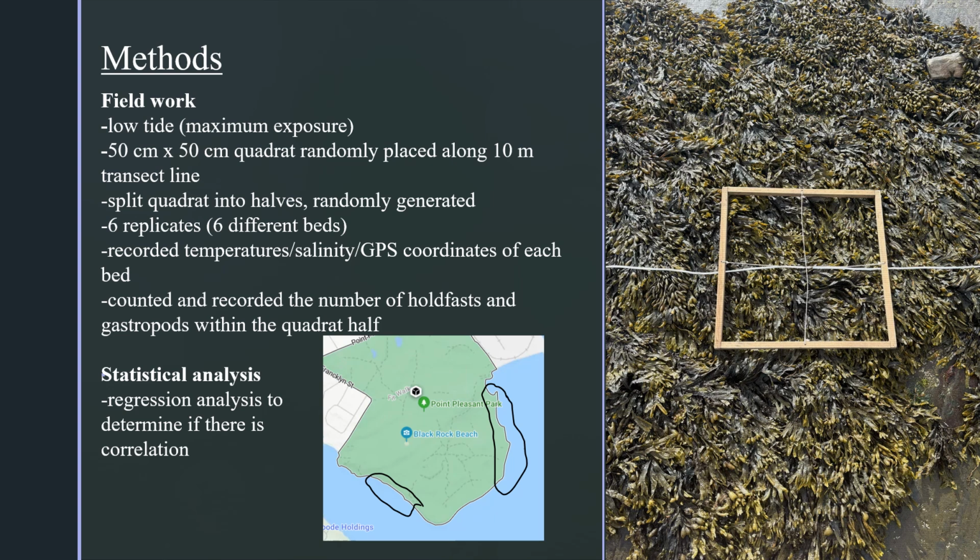I counted and recorded the number of holdfasts and gastropods within the quadrat half. And then for my statistical analysis, I did a regression analysis to determine if there's a correlation between the densities.